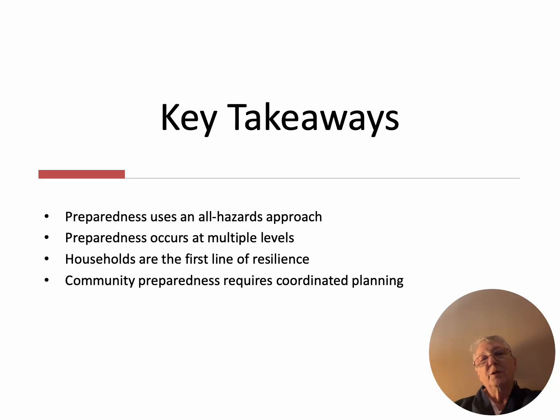And number 4, community preparedness requires coordinated planning. Communities develop preparedness strategies through emergency operations plans and coordination among emergency management agencies, public health departments, health systems, fire, EMS, and law enforcement, volunteer and community organizations, and many, many more. These partnerships allow communities to coordinate evacuations, shelter operations, medical response, and risk communications. And I would add one more thing.